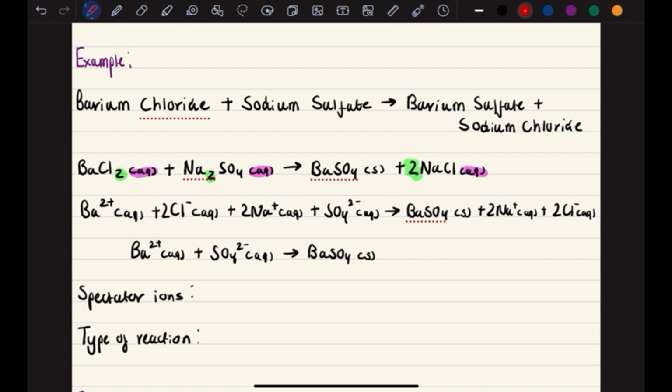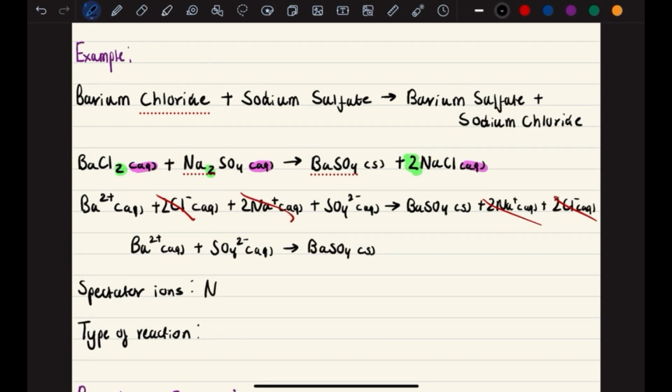Next step, we need to cancel out the spectator ions. So what's unchanged? I've got 2 Cl- on both sides, they've got to go. I've got 2 Na+ on this side, they've got to go as well. Cool. And that means all you're left with is Ba2+ aqueous plus SO4 2- aqueous goes to BaSO4. And that's how you work out your ionic equation. The spectator ions, we identified them: those Na+ and Cl-.